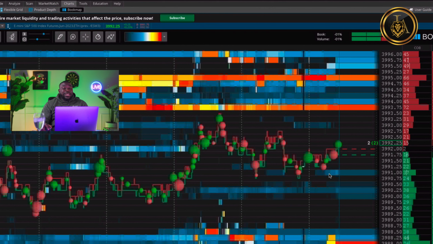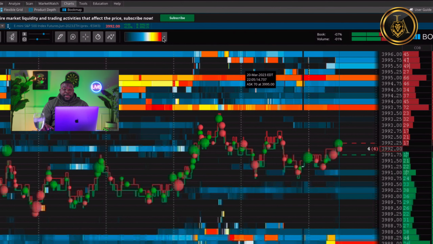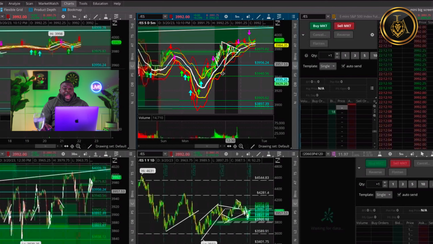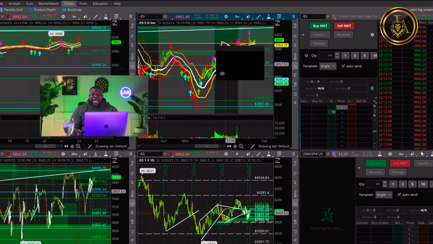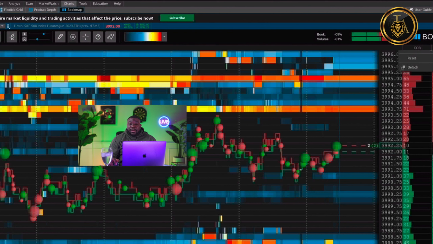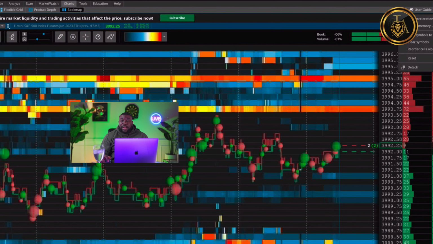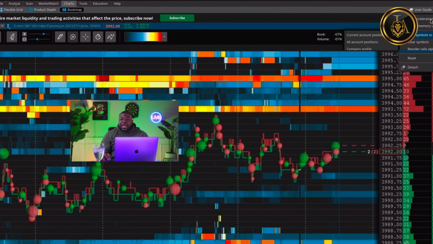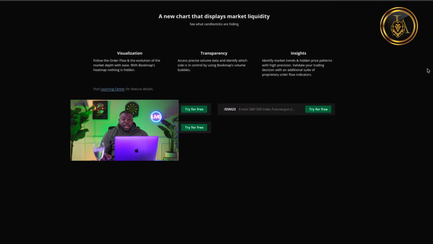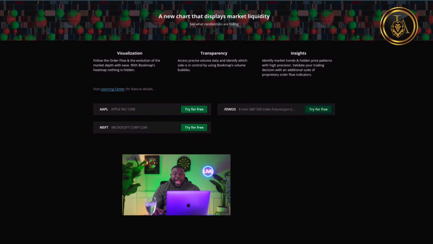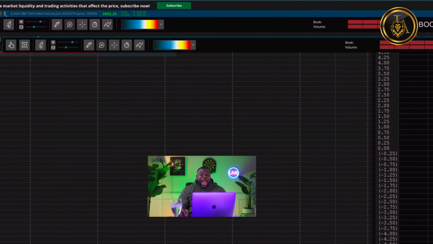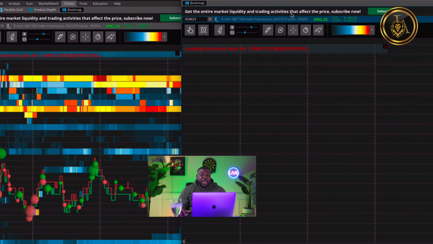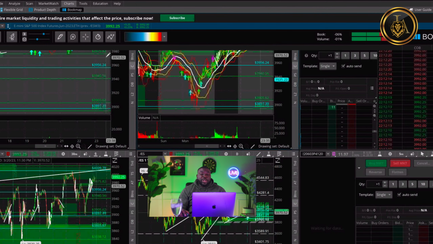So what we do, guys, as we trade, we're watching the chart, and what you can do with Bookmap is detach it. You can usually detach it, hit try for free again, and then you can literally drag it to your other screen. So while this is on another screen, you could be watching the chart.